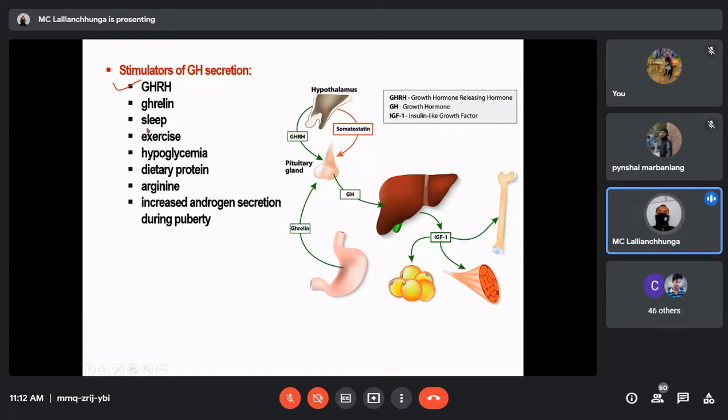Another one is sleep. During sleep, there is an increase in the secretion of growth hormone. And you already know exercise will also increase the secretion of growth hormone. Next is hypoglycemia, which will increase growth hormone secretion. Hypoglycemia means low level of glucose in the blood. And dietary protein: if you take dietary protein, this protein will increase growth hormone secretion. Another one is arginine, an amino acid, which will also increase growth hormone secretion.